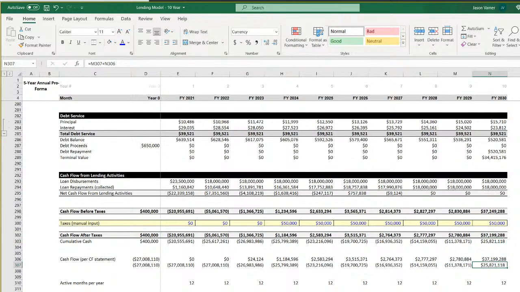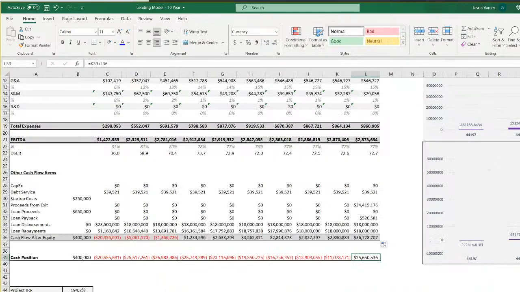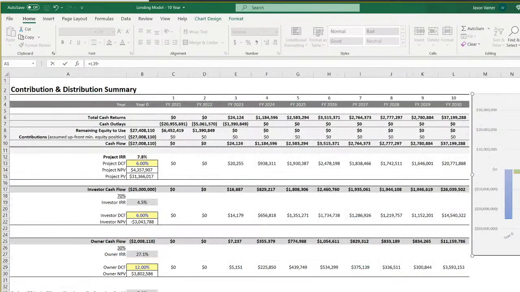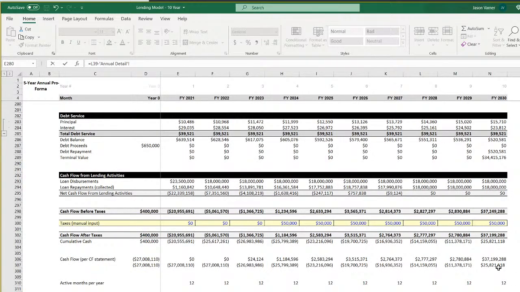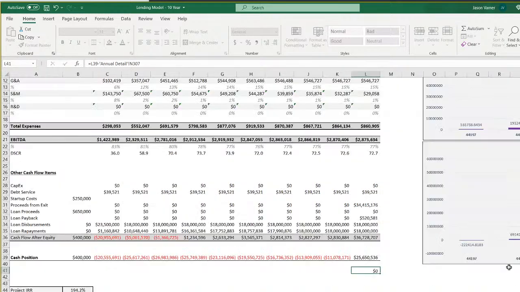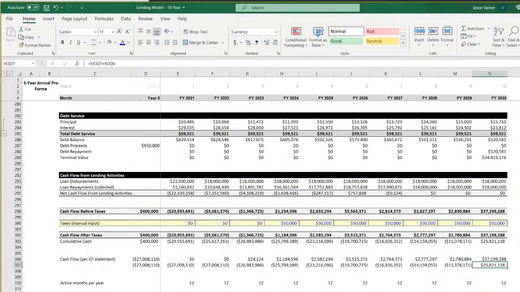Oh, we're at 25,821, so slightly different. Let's see, what are we out by? So this minus this, 170. So what line item is that? Oh, taxes, maybe. So taxes would be 350.